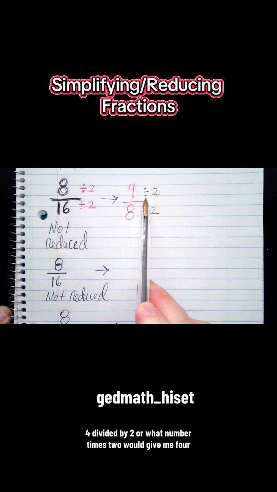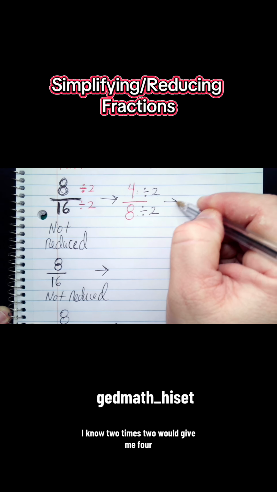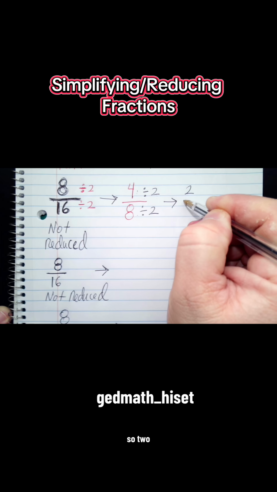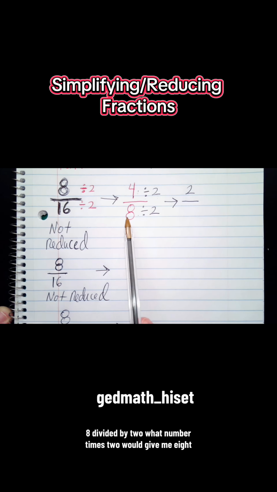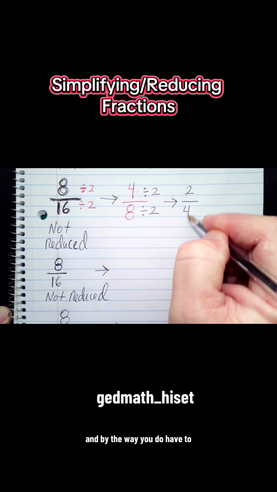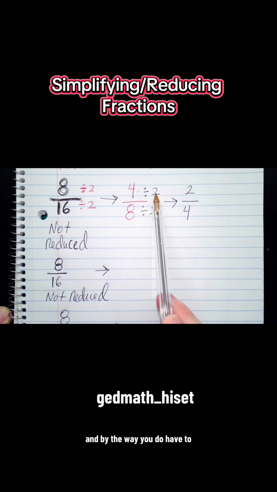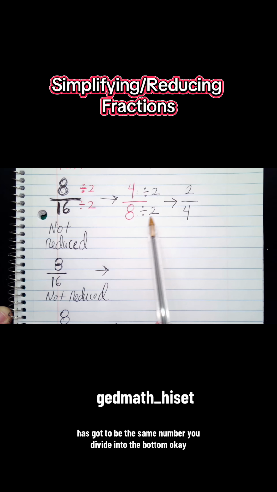So 4 divided by 2, or what number times 2 would give me 4? I know 2 times 2 would give me 4. So 2. 8 divided by 2. What number times 2 would give me 8? 4. And by the way, whatever number you divide into the top has got to be the same number you divide into the bottom. Okay, I want to make sure that's crystal clear for everybody.